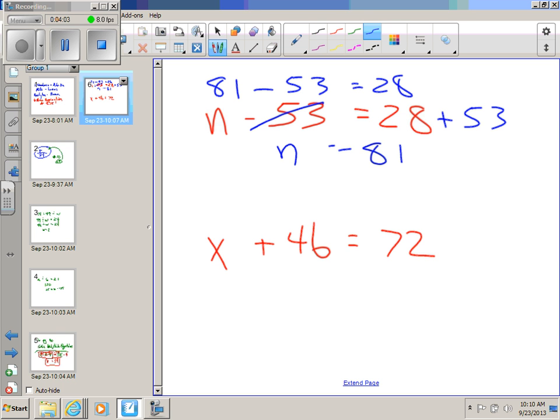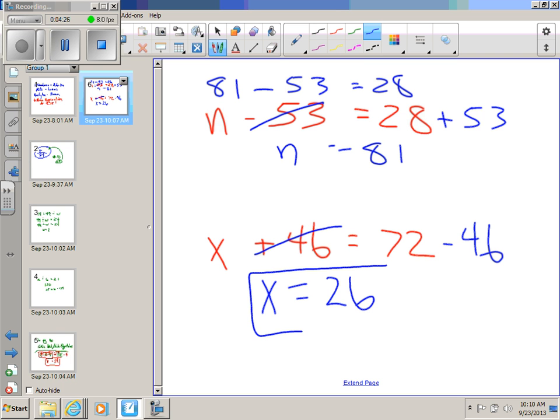Okay. Next one, x plus 46. The opposite of adding 46 is going to be subtracting 46. X now equals 26. And how are you sure? Plug them in. Okay. Any questions? Have you got them both? Maybe plug them in.